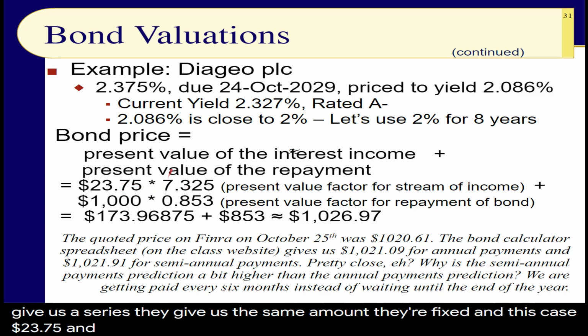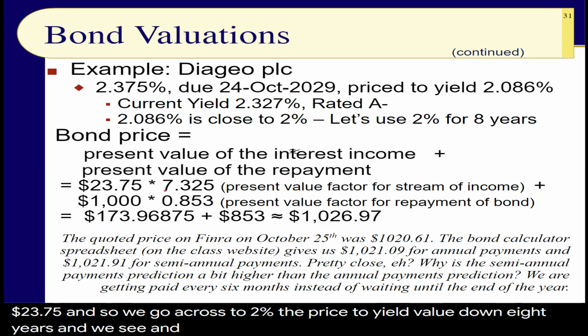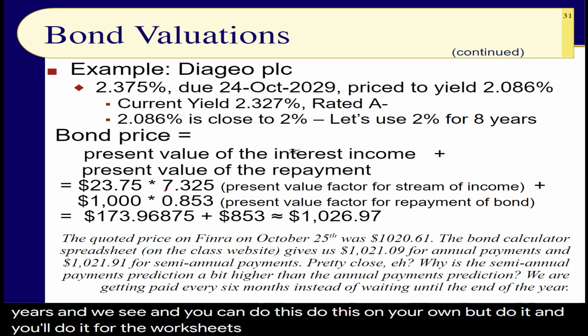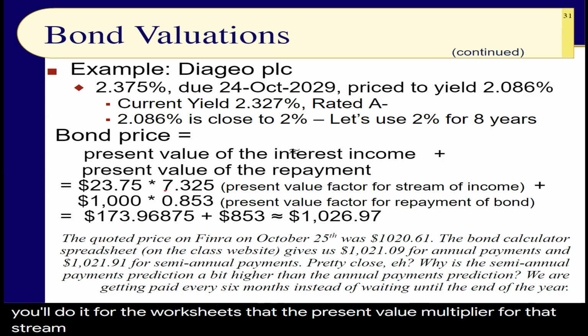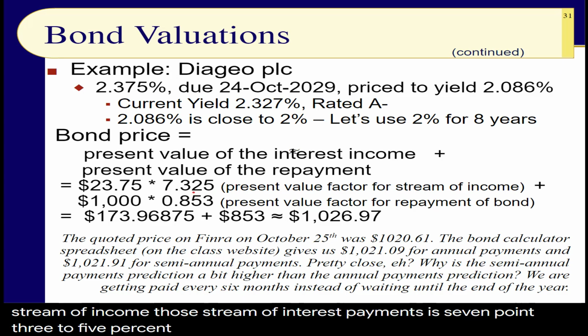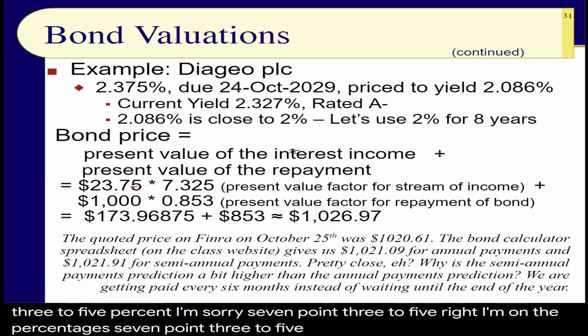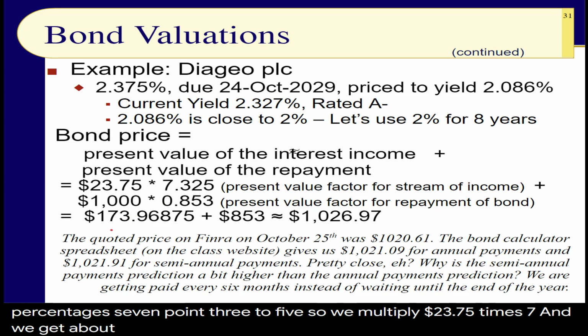And so we go across to 2%, the price to yield value, down 8 years, and we see, and you can do this on your own, and you'll do it for the worksheets, that the present value multiplier for that stream of interest payments is 7.325. I'm sorry, I'm on the percentages, 7.325. So we multiply $23.75 times 7.325, and we get about $173.97 or something like that.